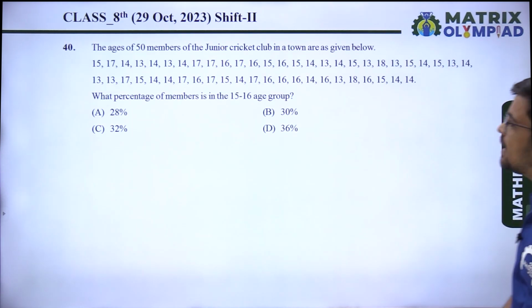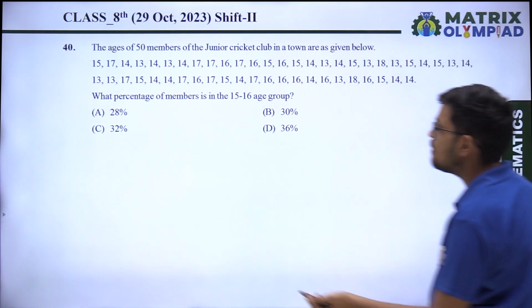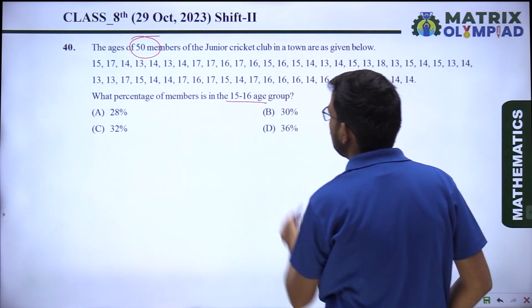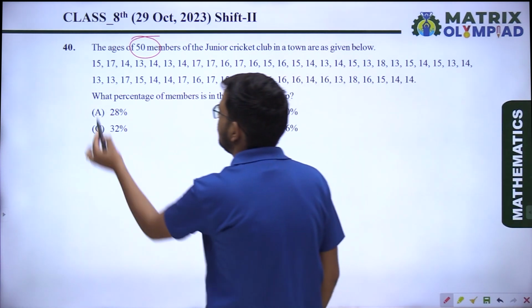Next question. The ages of 50 members of the junior cricket club in the town are as shown below. What percent of members is in the 15 to 16 age group? It is given that total number of members is 50. Now the 15 to 16 age group, so we will count the number of members of age 15 and 16.